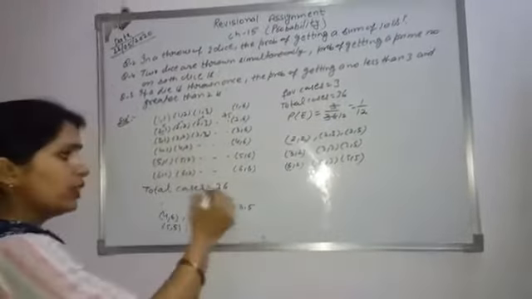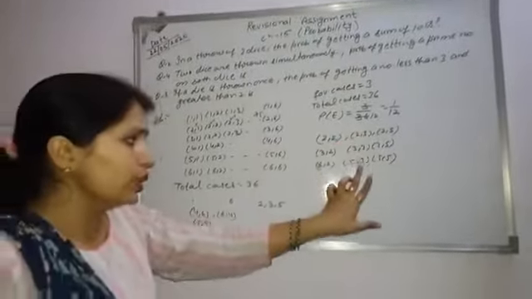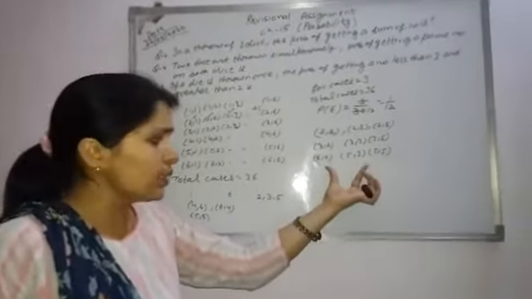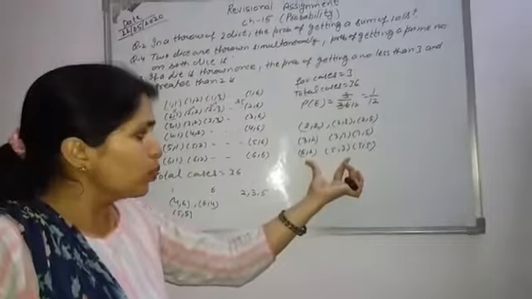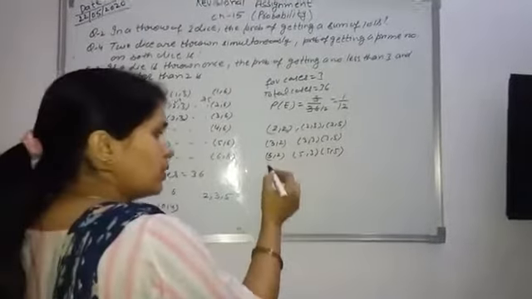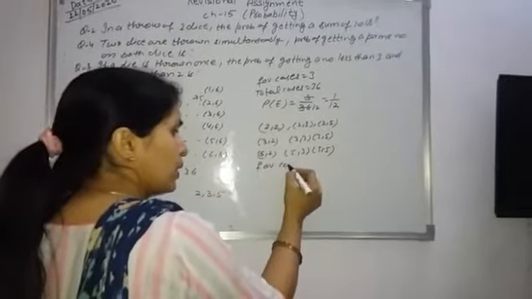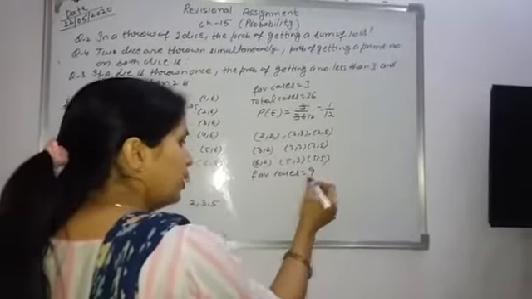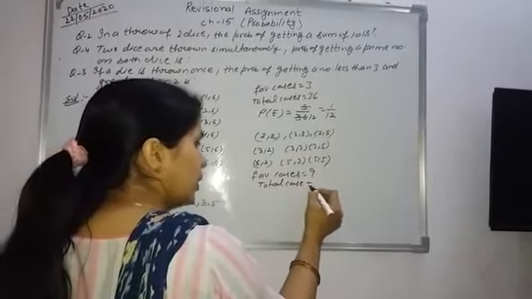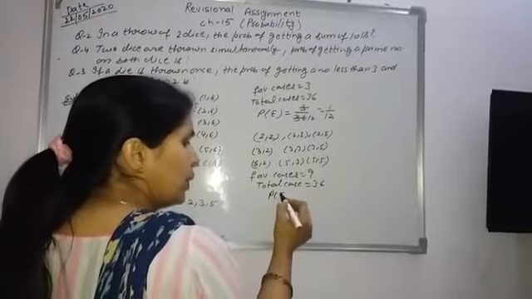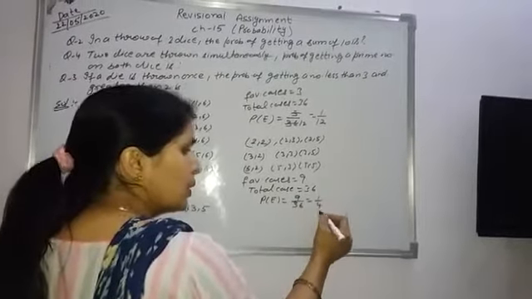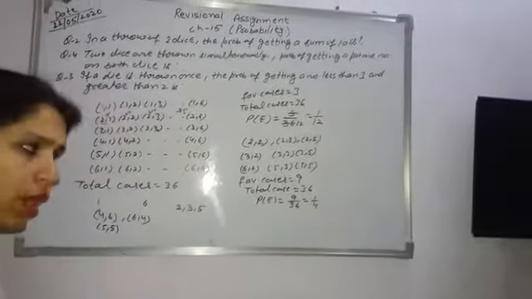So out of these 36 cases, only these 9 cases have a prime number on both dice. So how many favorable cases do we have? Favorable cases equal 9 and total cases are again 36. So the probability of this event will be 9 divided by 36, and 1 by 4 is the answer.